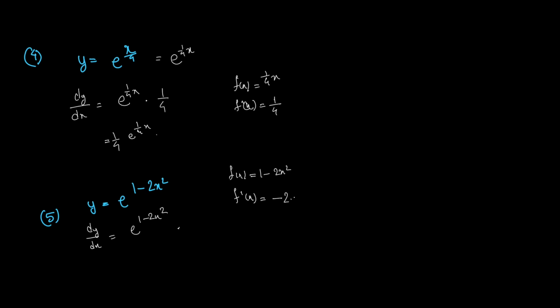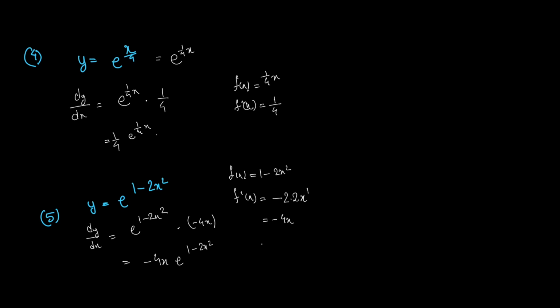Now the power of 2 comes forward, so that's 2, and x, after differentiating, the power of x will decrease by 1. So 2 minus 1 is 1. So simplifying this equation, we'll get minus 4x. Now let's put minus 4x here. The final answer we'll get is minus 4x e to the power 1 minus 2x squared.